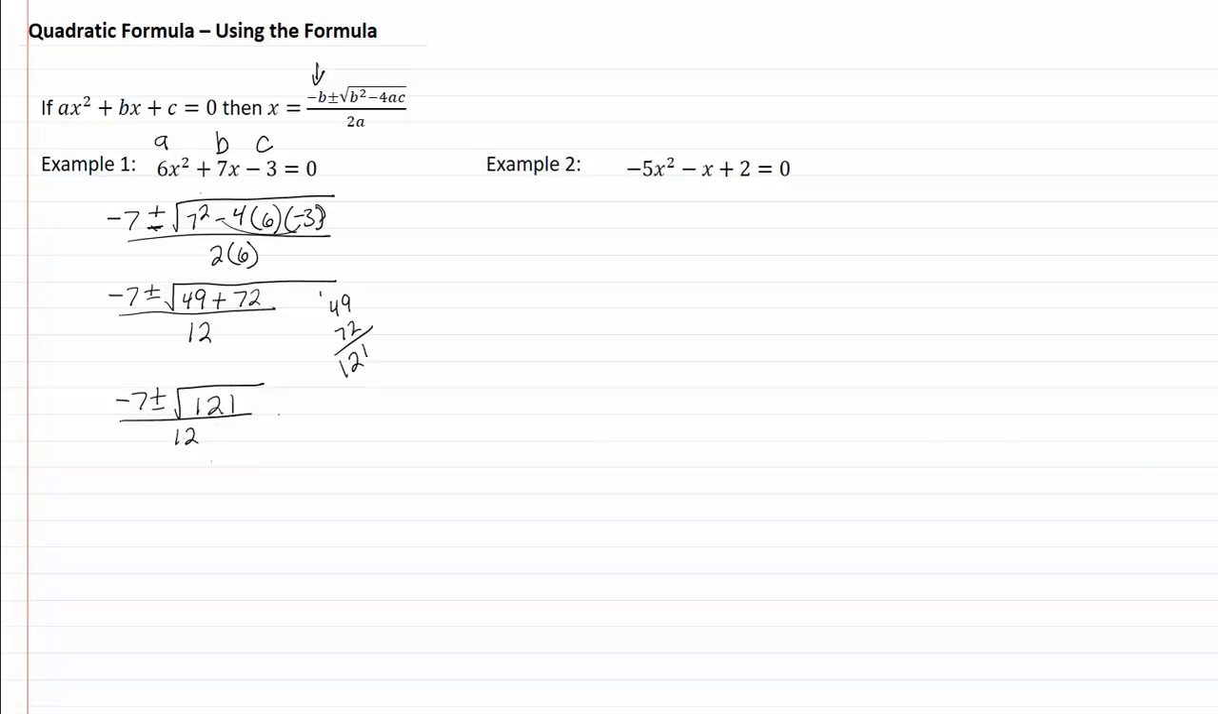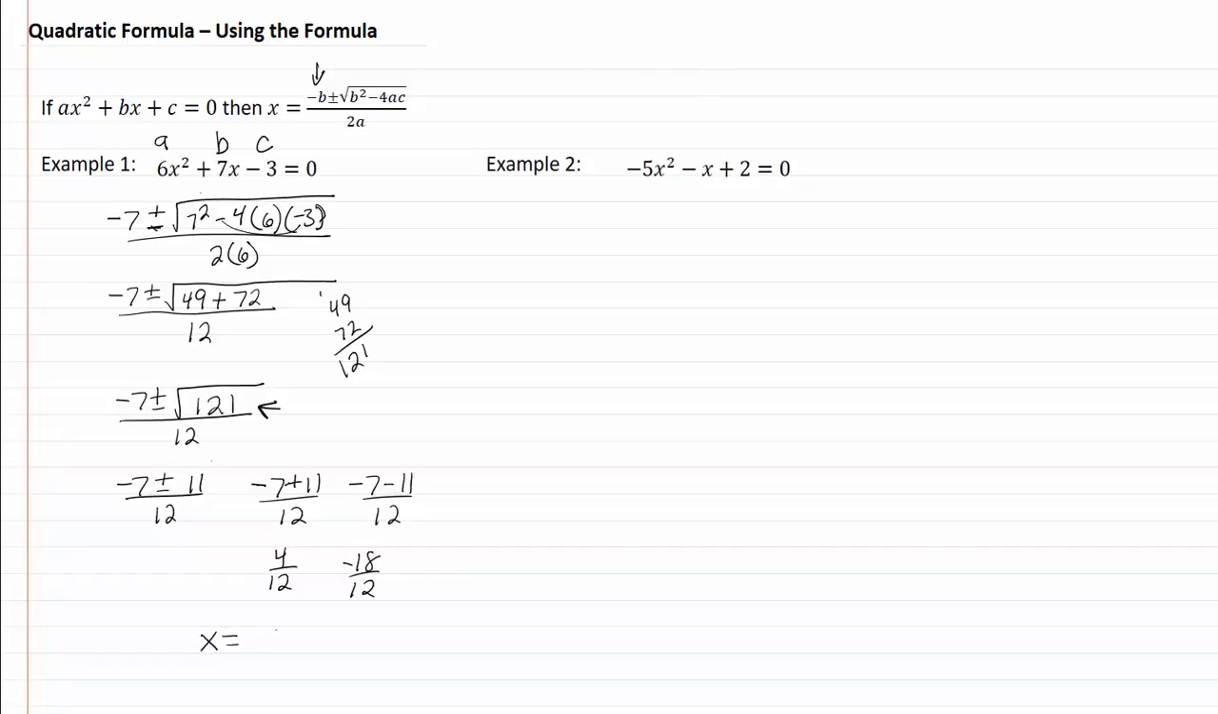Now this is if you got all your squares memorized. You would recognize that 121 is a perfect square, and that the square root of that would be 11, so negative 7 plus or minus 11 all over 12. I'm going to rewrite this so I have negative 7 plus 11 over 12 and negative 7 minus 11 over 12. Negative 7 plus 11 is going to give me 4/12. The negative 7 minus 11 will give me negative 18/12. I'm going to reduce those.